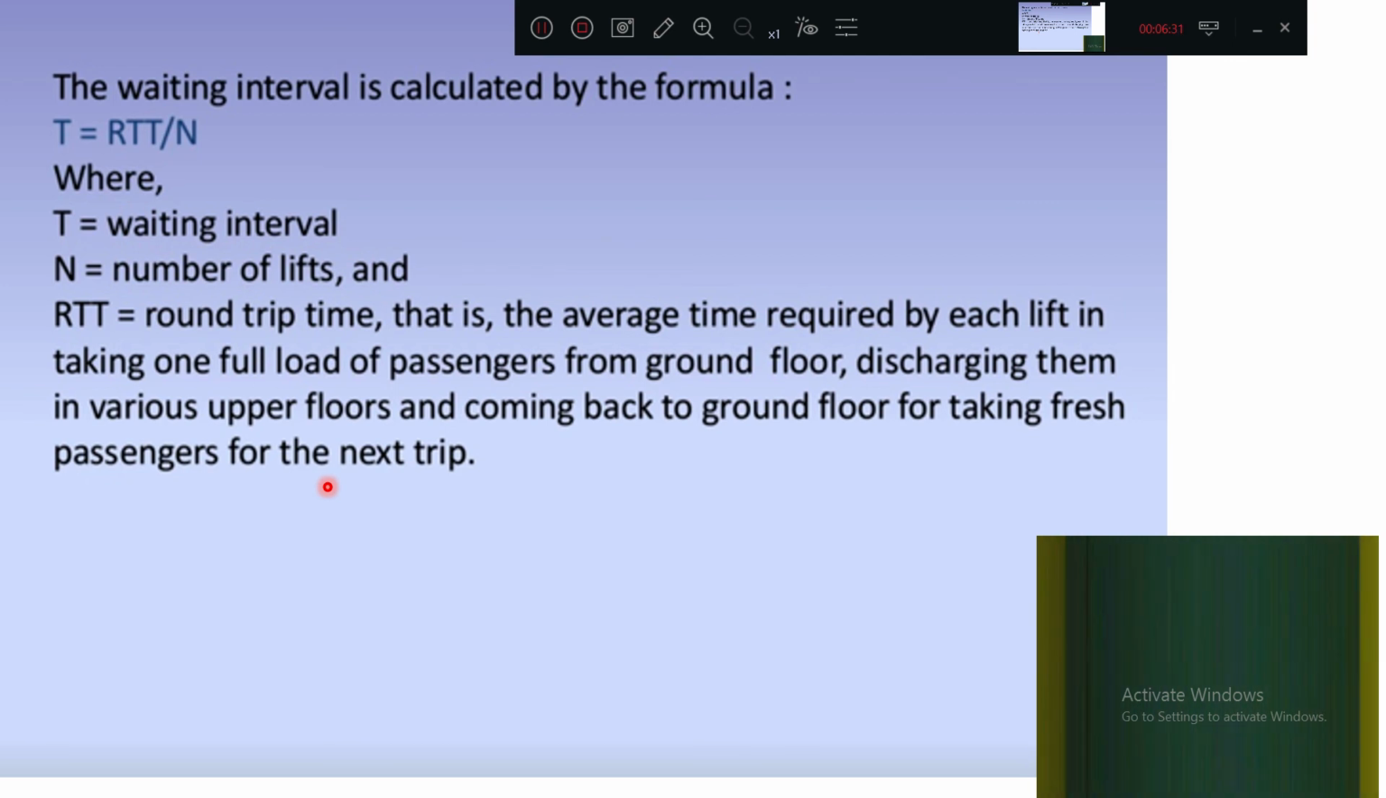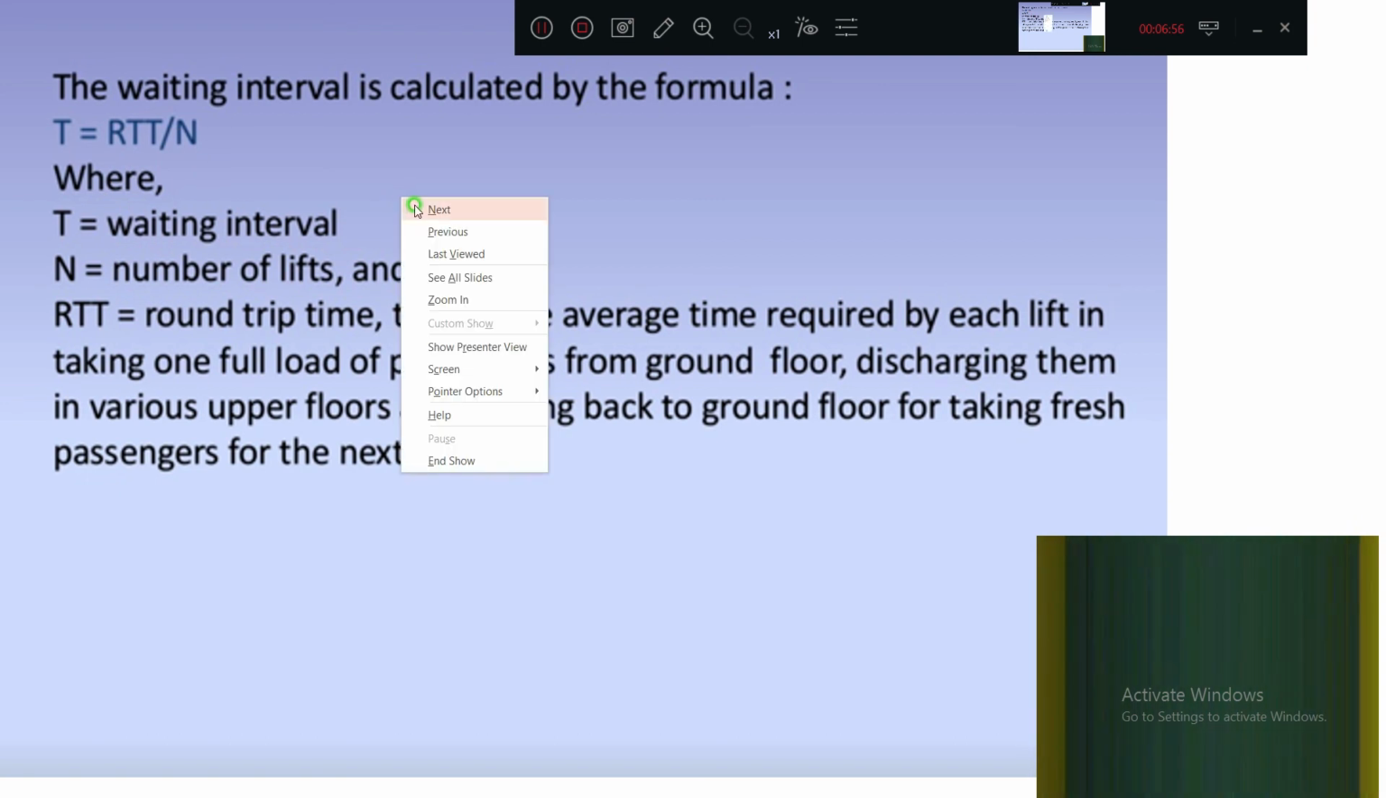From the ground floor, it is taking 10 passengers. It is going to the third floor, fourth floor. So at each floor it is dispatching one or two passengers. At the last, it is emptying, and again it is coming back to the ground floor. So the time taken for one complete round trip is called RTT. N is the number of lifts. Waiting interval is generally RTT by N.